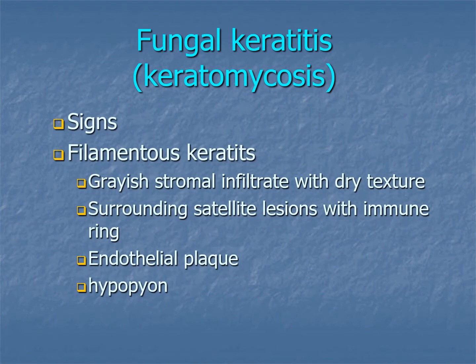Now come to the signs of fungal keratitis. In filamentous keratitis, or the Fusarium forms, you will find a gray stromal infiltrate with dry texture, and a surrounding satellite lesion with an immune ring along with the main lesion are usually present. Endothelial plaque and hypopyon may be present.